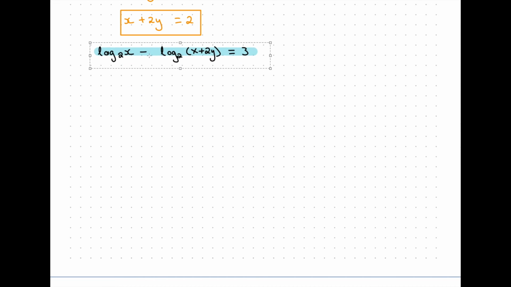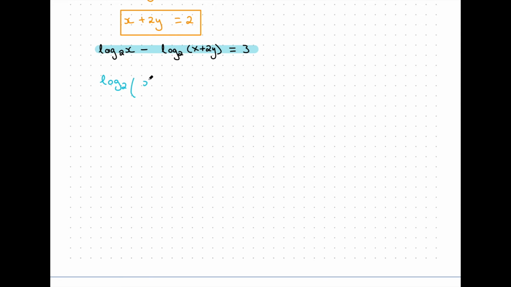We can write that as a single log using the exact same rule as before. We're going to say, all right, when I subtract, I divide. So I'm going to have log to the base 2 of x all over x plus 2y, and that's going to be equal to 3. And getting out of logs now again is going to be the exact same rule. So if we want to get out of logs, we're going to use this rule here.